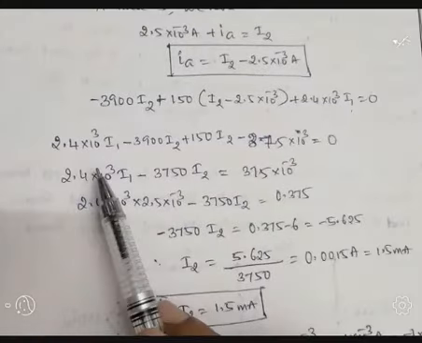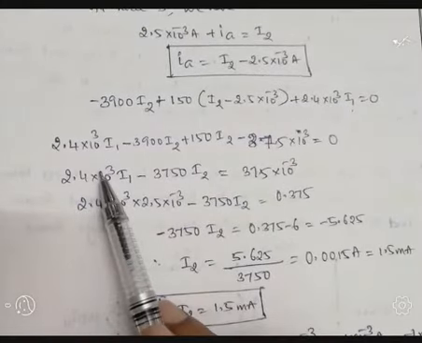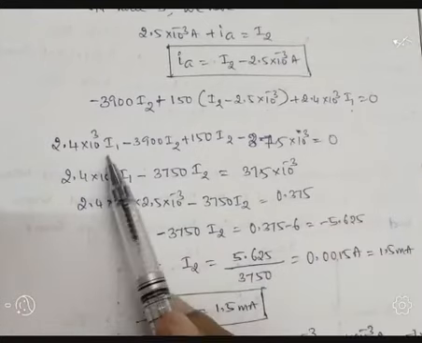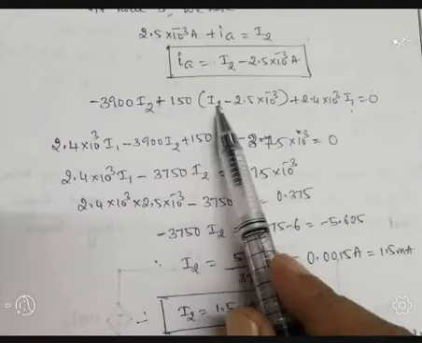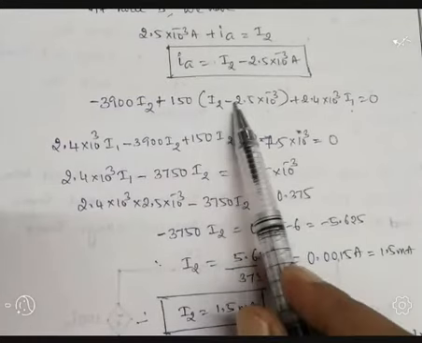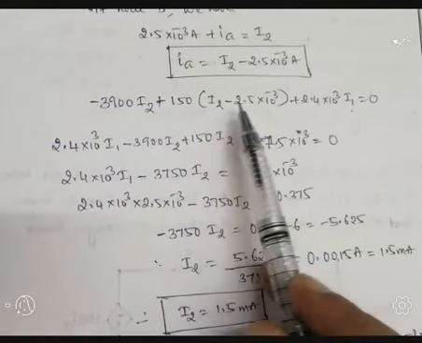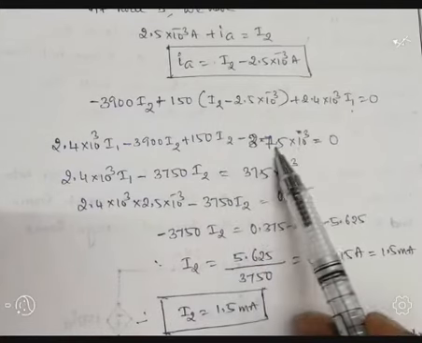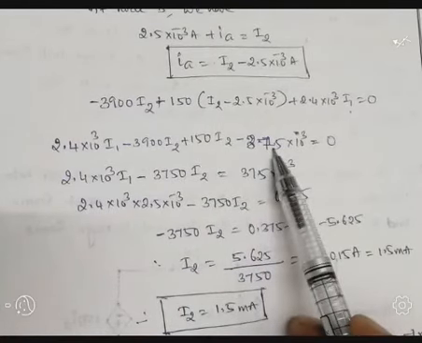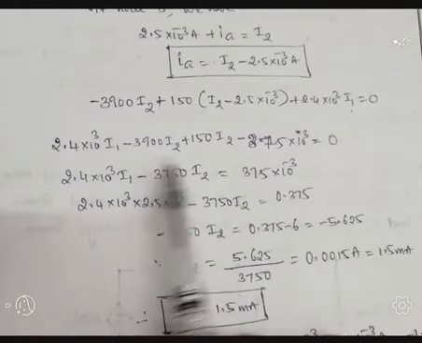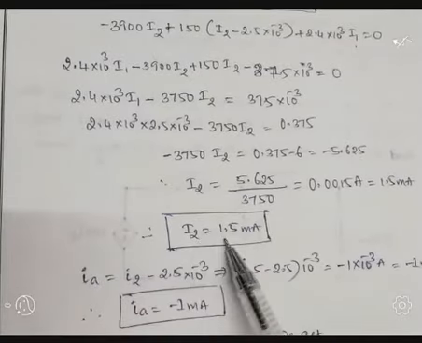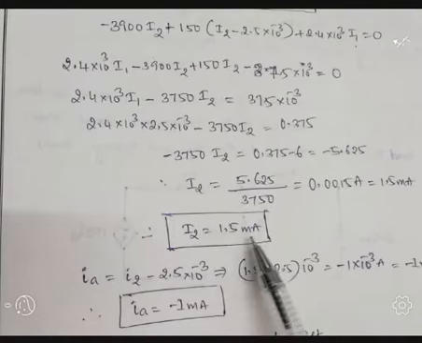Next is simplification. 2.4 into 10 to the power 3 I1 minus 3900 I2, plus 150 I2, and minus into minus, plus 150 into 2.5, that is 375 into 10 to the power minus 3. So if you do the simplification of this one, finally we are getting the answer for I2 as I2 equal to 1.5 milliamperes.